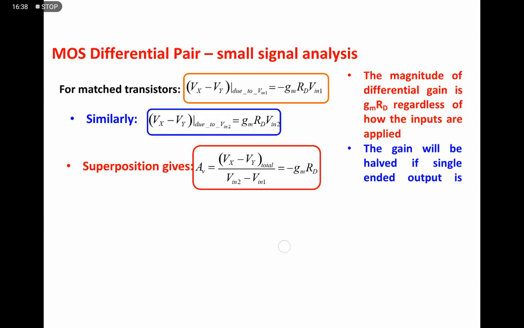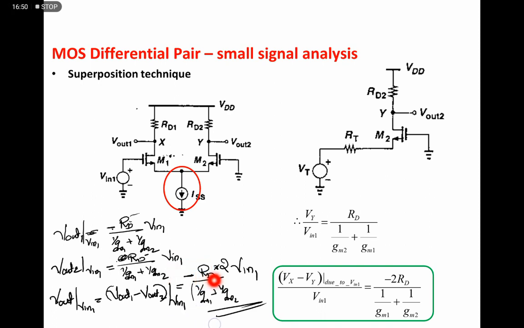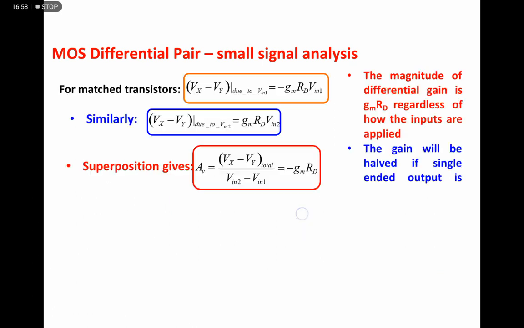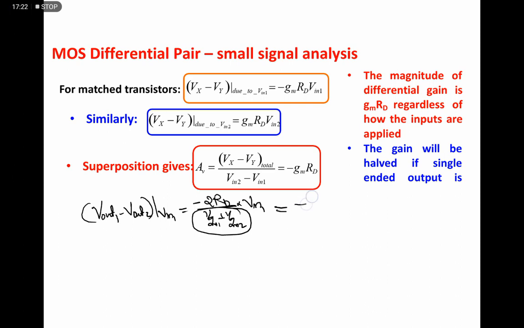Similarly, we can find the response of V out 1 minus V out 2 due to V in 2. That also you will get as the same quantity, minus RD by 1 by GM1 plus 1 by GM2 into 2 V in 2. From that, we can evaluate the overall transconductance. Here we got V out 1 minus V out 2 due to V in 1 equal to minus 2 RD by 1 by GM1 plus 1 by GM2 into V in 1. If 1 by GM1 is equal to 1 by GM2, it becomes minus RD by 1 by GM into V in 1, or minus GMRD into V in 1.